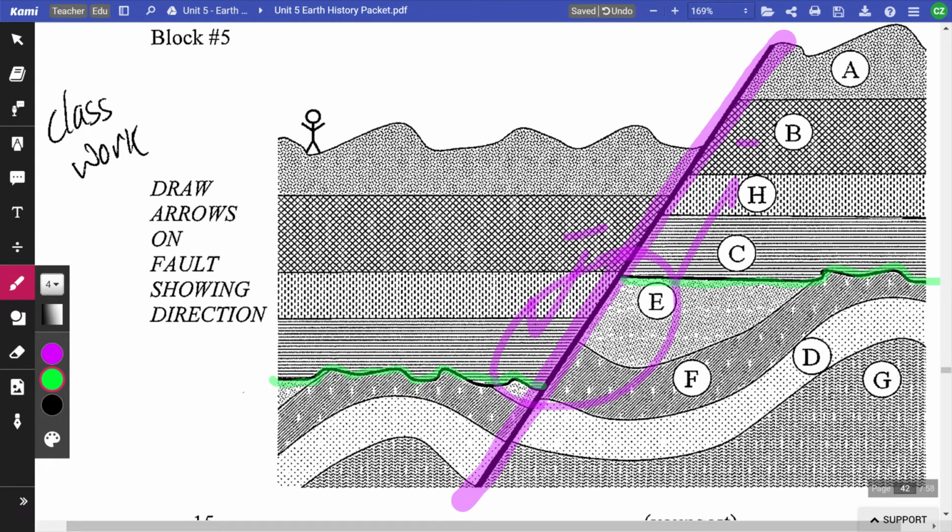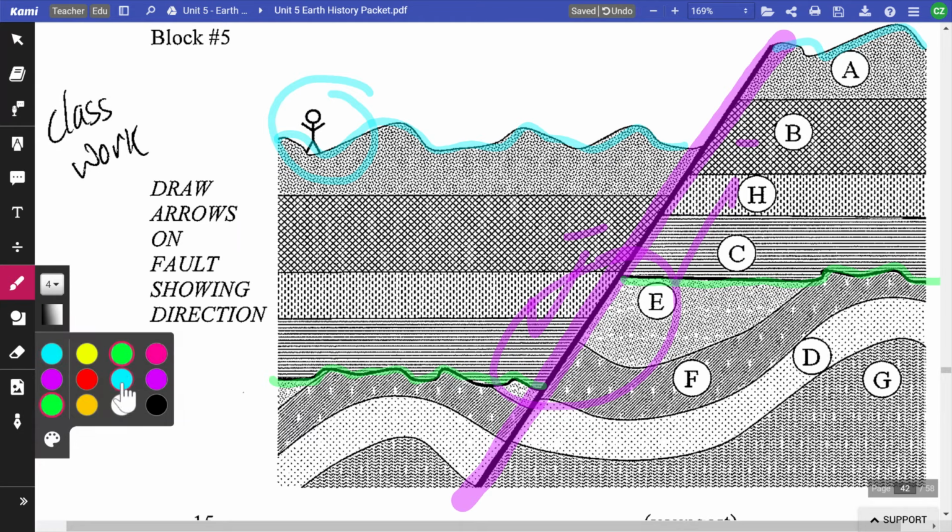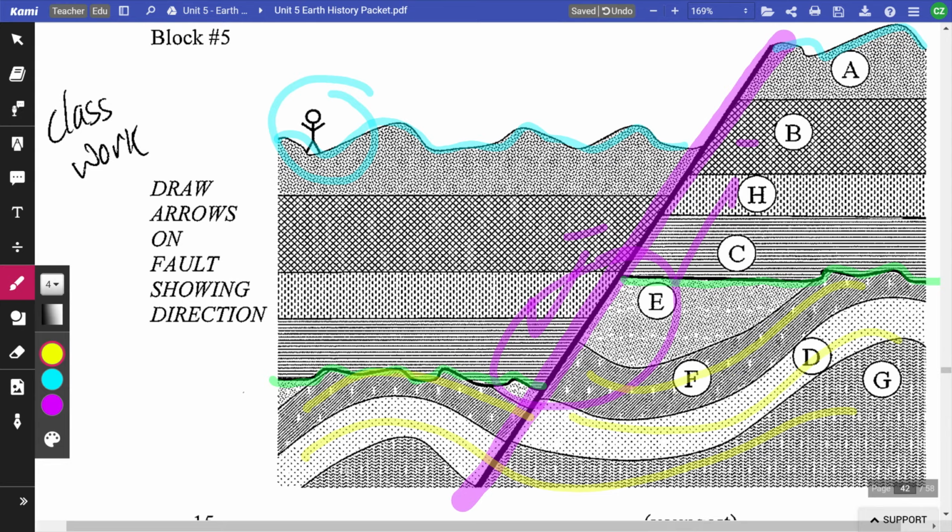But we also don't want to forget about our little dude here. Sure enough, he's at the Earth's surface. And this is definitely an erosional pattern at the Earth's surface, so we're not underwater. That should be noted. And the last piece here that I want to highlight is these layers have been folded. But notice that the folds were before the fault. The folds happened, the fault shifted them.